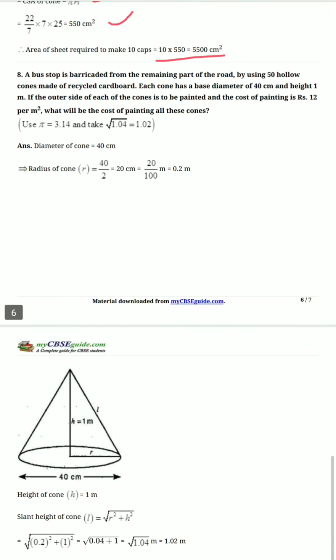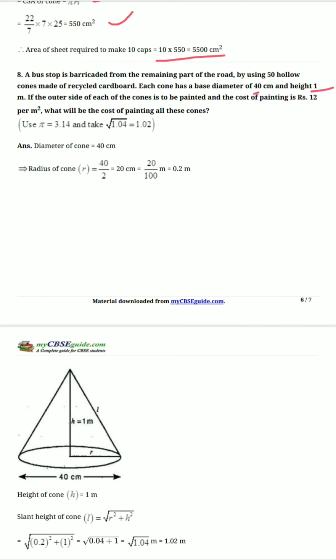Now the question is, a bus stop is barricaded from the remaining part of the road by using 50 hollow cones made of recycled cardboard. Children, you must have seen that on the roads barricades are made, which prohibit the movement of any person or vehicle from that area, and sometimes they are conical in shape. So here the barricades are conical in shape. Each cone has a diameter of 40 centimeter and height 1 meter.